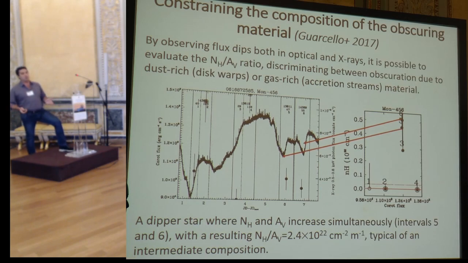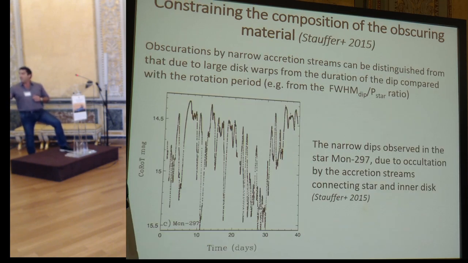We can do more. We can try to understand the composition of the obscuring material. For instance, if we have a dipper which is observed simultaneously in optical and X-ray, we can try to extract the X-ray spectrum during the optical dips. You obtain the optical extinction from the optical light curve, and you can obtain NH from the X-ray spectrum extracted during the optical dip. In this case, for instance, you can see that NH is increasing during the optical dip. You can calculate the ratio NH over AV, and this will help you to discriminate between dust-rich obscuring material belonging to the disk or gas-rich obscuring material belonging to the accretion streams.